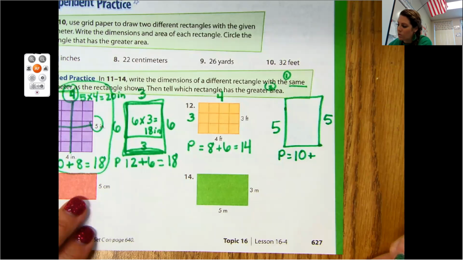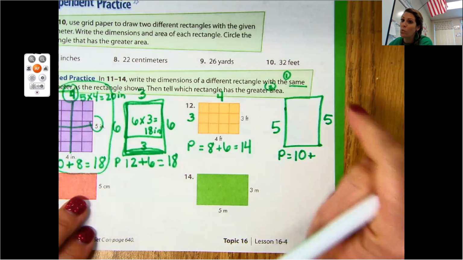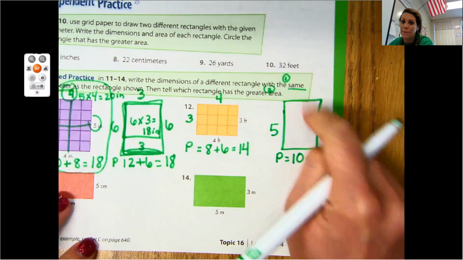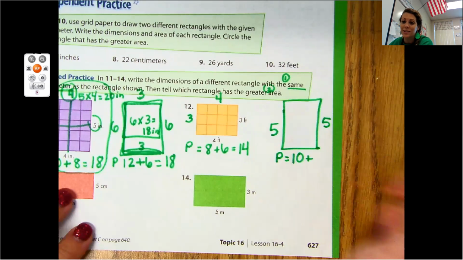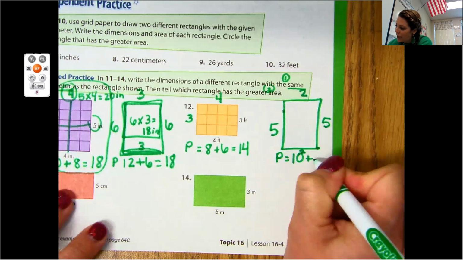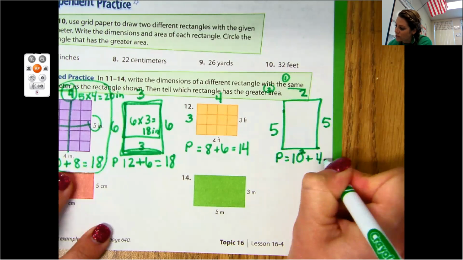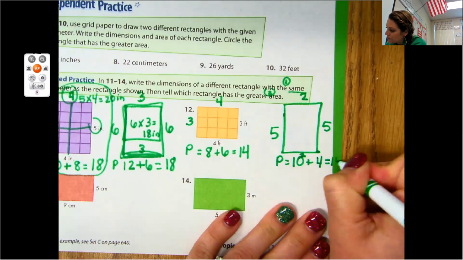4, right? So we can't put 4 and 4. Remember, we have to split that 4 up into 2 sides. So what plus what equals 4? Or 4 divided by 2 equals what? 2, right? So now we have 10 plus 4 equals 14.